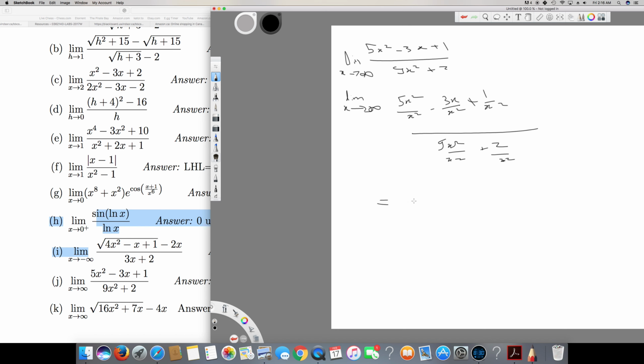So in this case let's do one more step. Limit as x approaches infinity. 5x squared over x squared is going to be 5 minus 3 over x plus 1 over x squared, over 9x squared over x squared, which is 9 plus 2 over x squared. So now I'm going to plug in the value infinity. 5 minus 3 over infinity is 0 plus 1 over infinity is 0, so it's just 5 over 9 plus 2 over infinity is going to be 0, so it's just 9, so it's going to be 5 over 9.